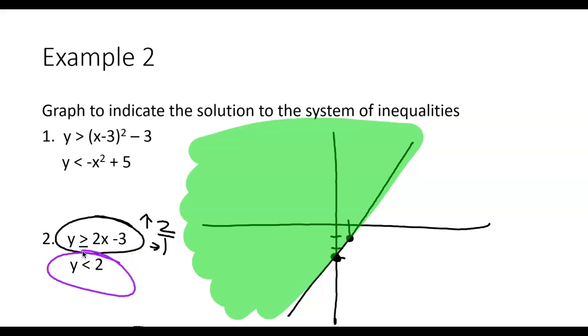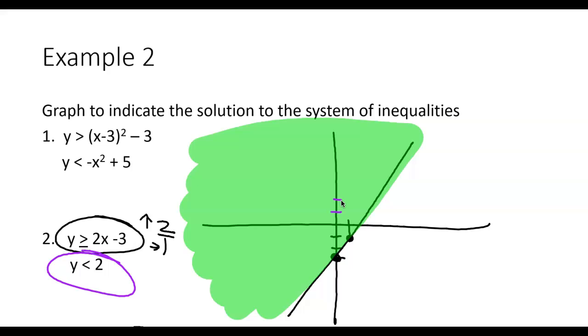Y is less than 2. What does that look like when there's just y and a number? It's a horizontal line at 2. So we're going to have a horizontal line at 2. So it's going to go straight across.